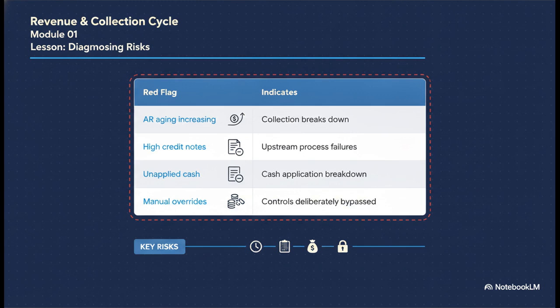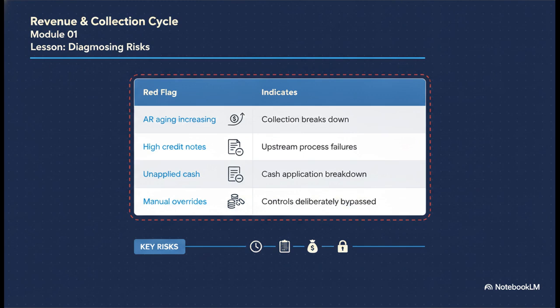If AR aging is increasing month over month without a good explanation, that's a direct sign that collection is breaking down. A high rate of credit notes suggests frequent adjustments after billing, meaning pricing errors or upstream process failures. Unapplied cash sitting on the books indicates a cash application breakdown. And look at that last one, manual overrides in billing. Workarounds suggest configuration problems or deliberately bypassed controls.